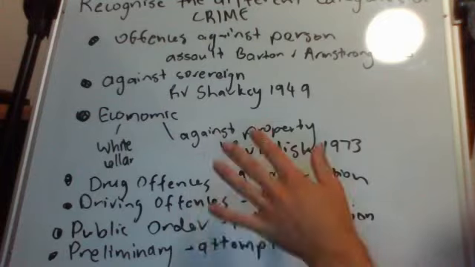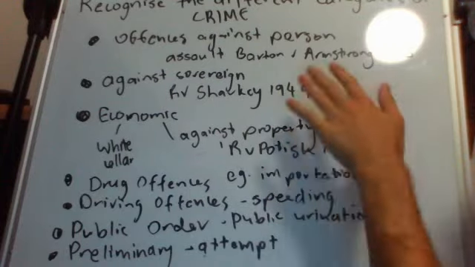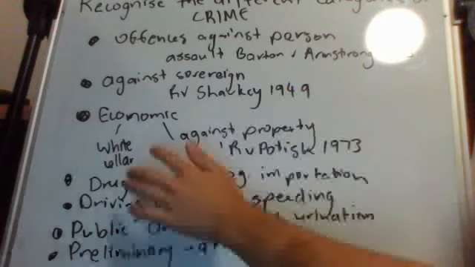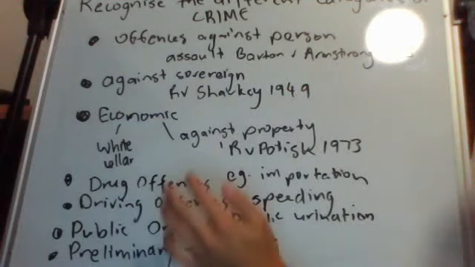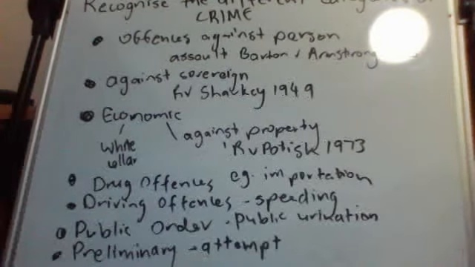So really, there's just 7 topics on this dot point, which is recognize the different categories. Categories are against the person, against the sovereign, economic offences, drug offences, driving offences, public order offences, and preliminary offences.